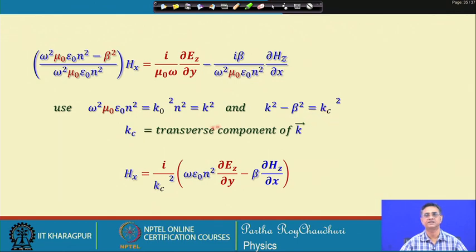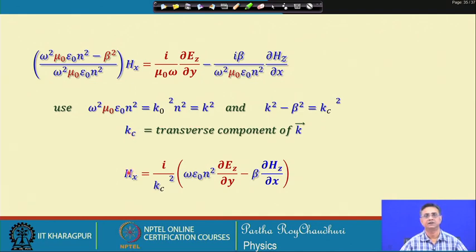So, this kc actually is the transverse component of the propagation vector, because beta is the z component, and the total k square is equal to kx square plus ky square plus kz square, but this kz itself is equal to beta. So, kc square is nothing but kx square plus ky square. So, that is the transverse component of the propagation vector.